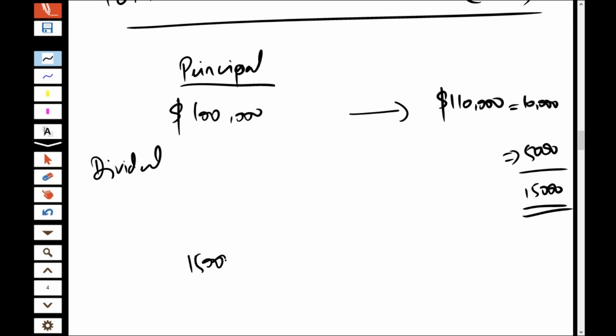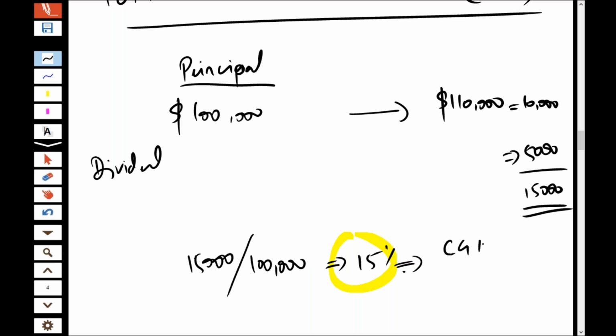If an investor is getting $15,000 divided by $100,000, which is the original principal, that means he's getting a return of 15%. This is the total shareholder return. How do you get it? You get it in the form of capital gain and in the form of dividends. This is considered to be total shareholder return.